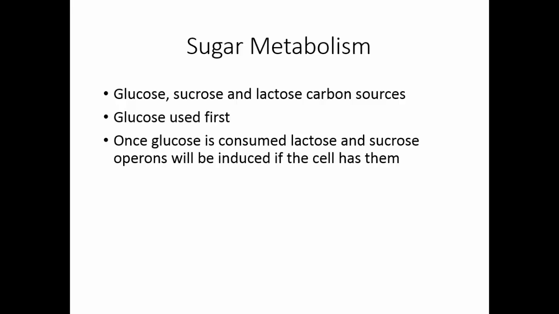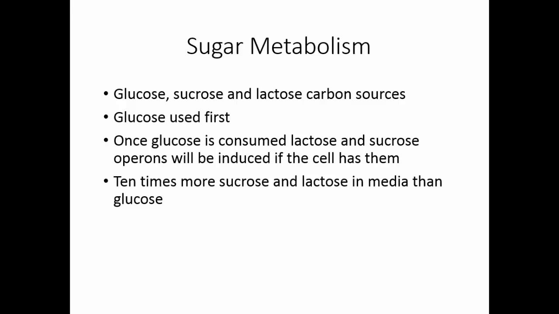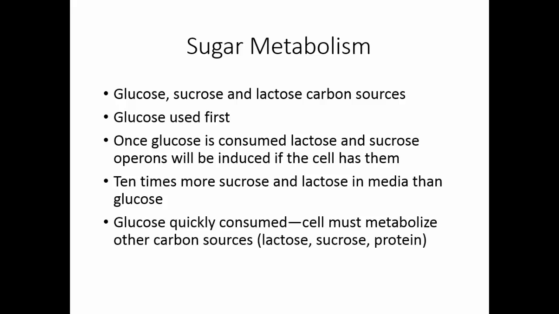If they have a lactose operon or a sucrose operon, the presence of lactose and sucrose in the media will induce those operons so that those sugars can be used. There's 10 times more sucrose and lactose in the media than glucose, so glucose is very quickly consumed by the organism. At that point, the cell must metabolize some other carbon source. If it has the operons for lactose and sucrose, it can induce those and begin using those sugars. If it does not have those operons, the only other carbon source in the media is protein.